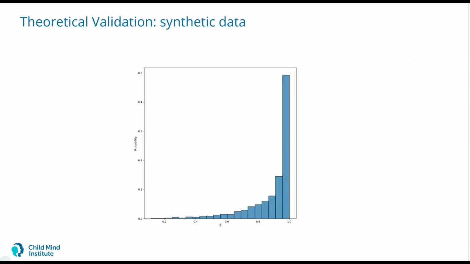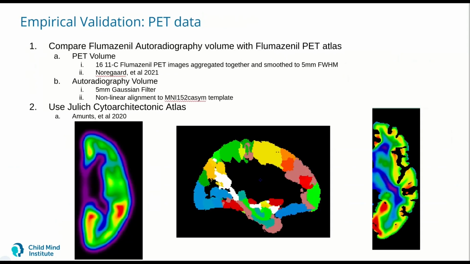And so overall, this worked quite well. About half of the R squared values were between 0.95 and 1. And so overall, it worked very robustly. But of course, we'd like to see how this really works in practice.